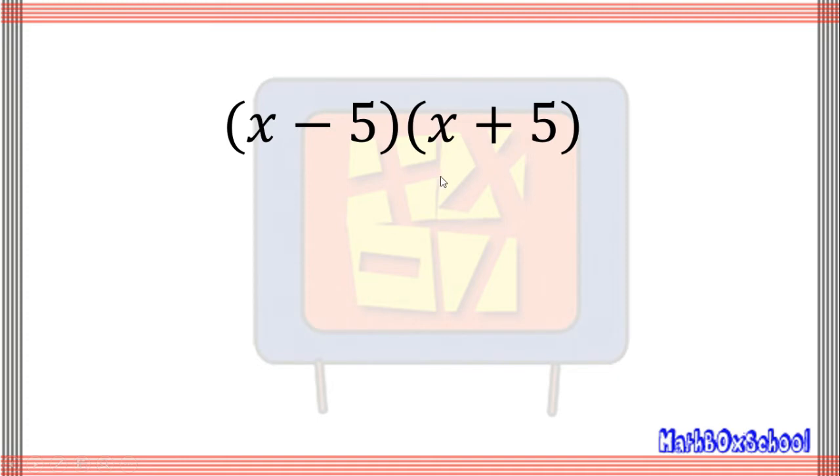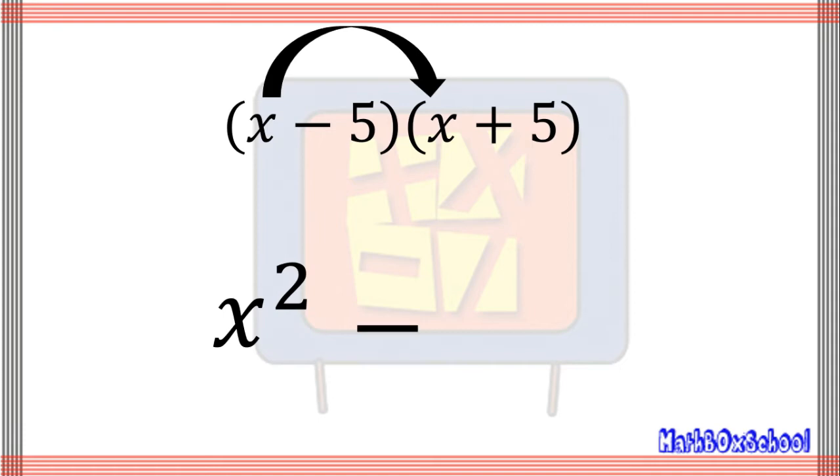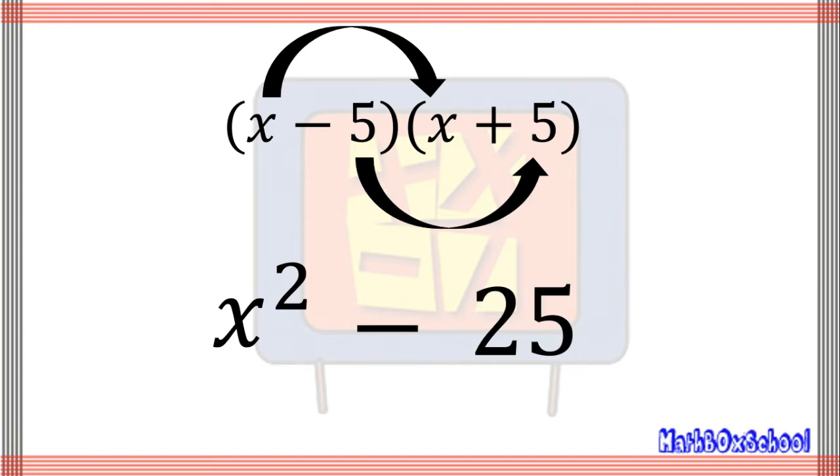So, instead of doing the FOIL method, all you need to do is just multiply the first term. So, x times x, that is x squared. Tandaan, when we multiply x times x, we add the exponent. That is why it becomes x squared. Then, minus, multiply the last terms, that is 5 times 5, that is 25. So the answer will be x squared minus 25.